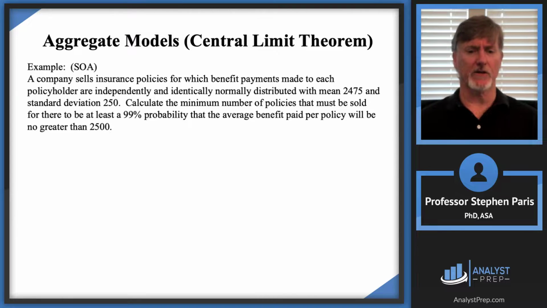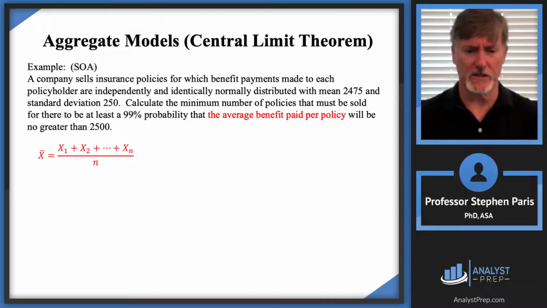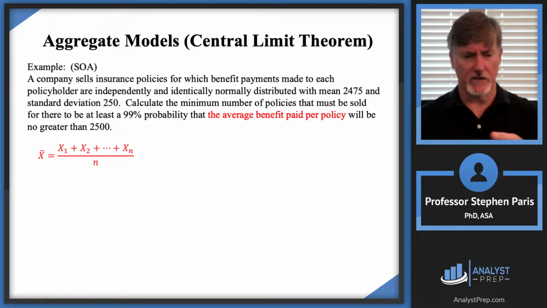And the question now is to calculate the minimum number of policies that must be sold for there to be at least a 99% probability that the average benefit paid per policy will be no greater than 2,500. That's a mouthful. So let's try to capture some information. First of all, I'm talking about a probability involving the average benefit paid per policy. So that's going to be my cap X bar random variable. So I'm going to add up all of the benefit amounts to each of the individuals and then divide by the number of individuals to get the average benefit payment.